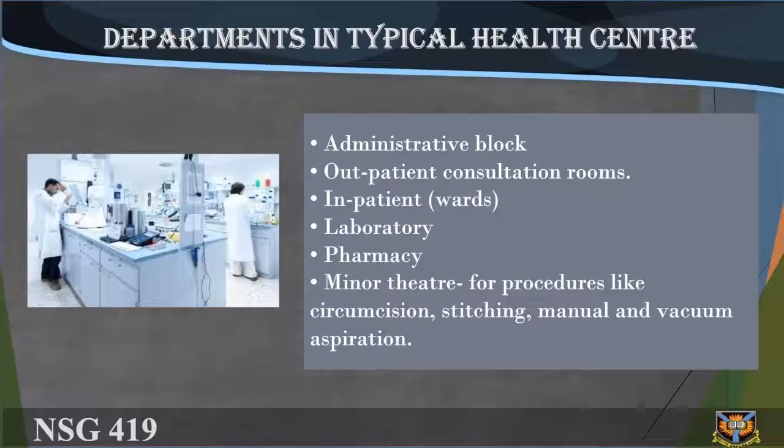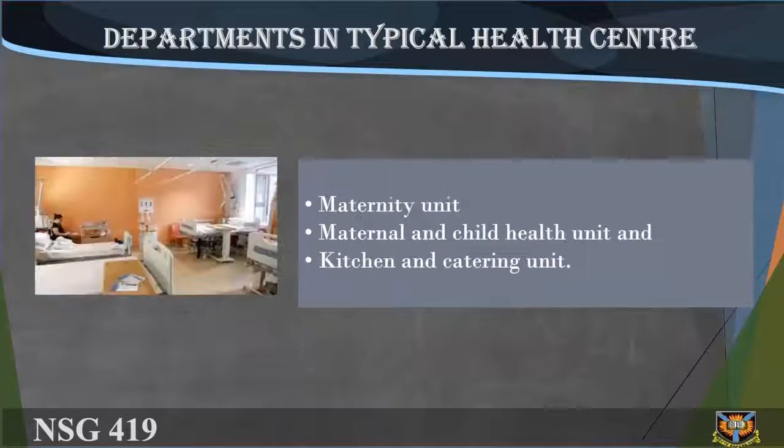Departments in a typical health center: the administrative block, where patients register and all correspondence and services are managed; outpatient consultation rooms; inpatient wards, divided into male, female, and pediatric with newborn units; a laboratory where diagnostic tests are done; a pharmacy for dispensing drugs; a minor theatre for minor surgical operations like circumcision, stitching, and manual and vacuum aspiration; maternity units; maternal and child health units; and kitchen and catering units.